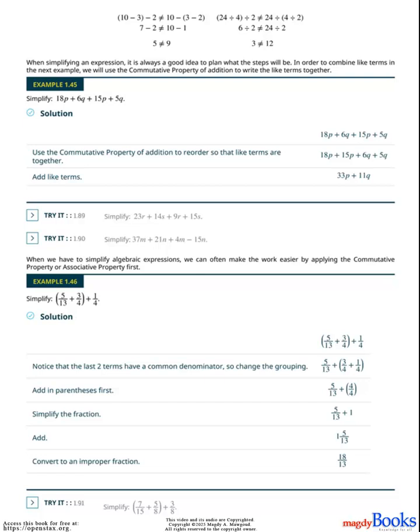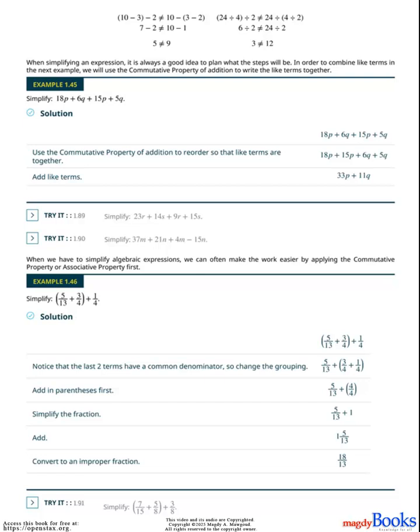Try it 1.89. Simplify. 23r plus 14s plus 9r plus 15s. Try it 1.90. Simplify. 37m plus 21n plus 4m minus 15n.